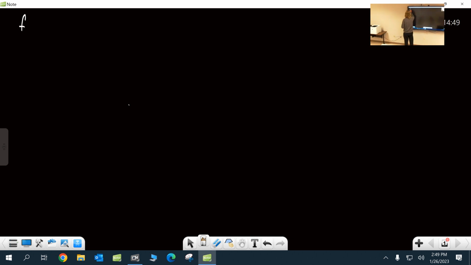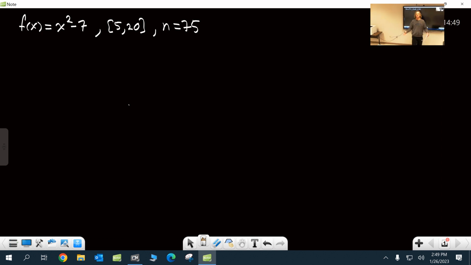What we want to do, we want to find Riemann sums of the function x squared minus 7 from the interval from 5 to 20, and we're going to be using 75 of those rectangles. And that means summing them up all by hand, one at a time, is an extremely tedious procedure. We are going to be using our rules for summations to simplify this. It will still take us a little bit, but we are going to get through it.